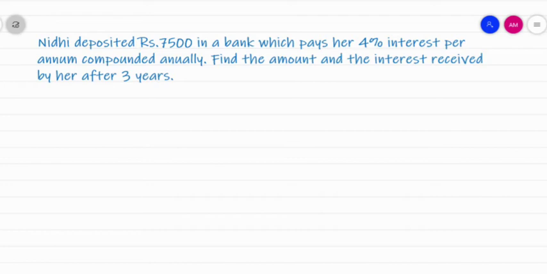Now see what is given here. The principal amount is rupees 7,500, since this is the amount which Nidhi has deposited in a bank. Now rate is 4% and time is 3 years.